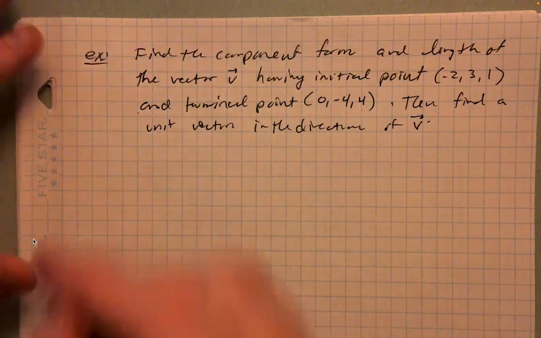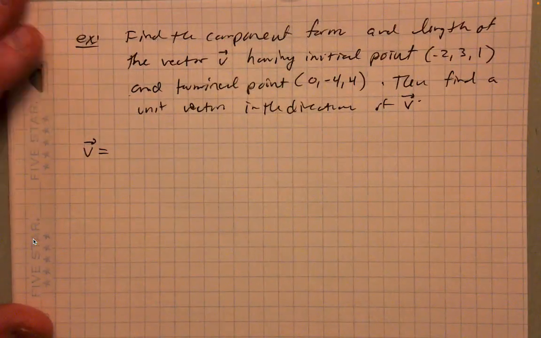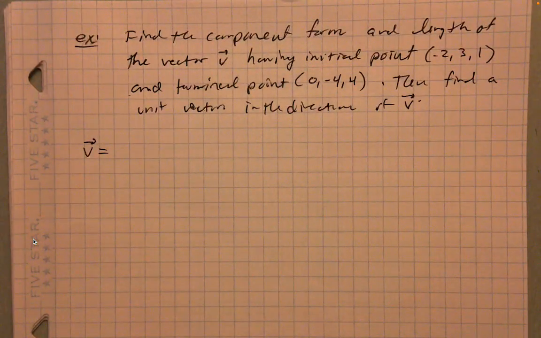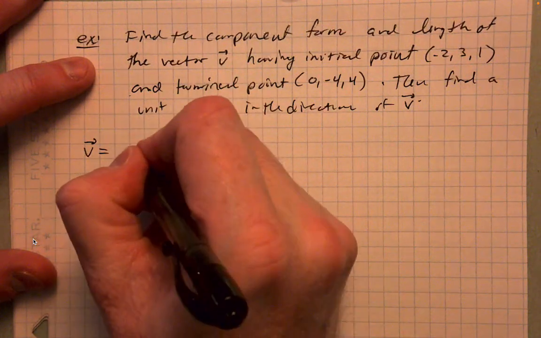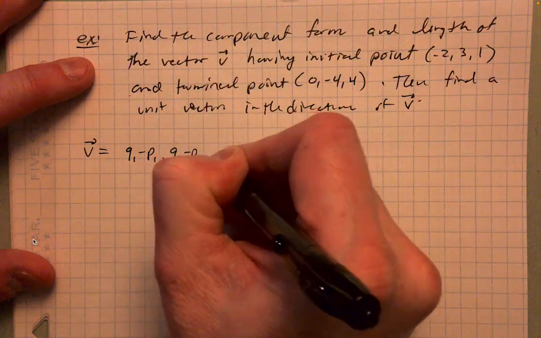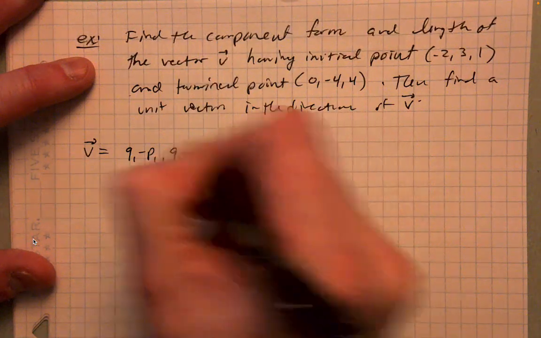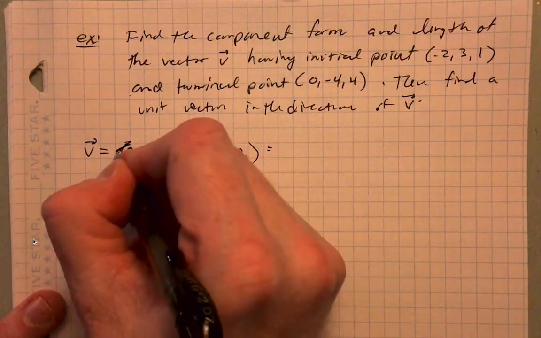Okay, so we can make quick work of this. So v is equal to v1, v2, v3, those are the components. How do we calculate them? Well, we subtract the corresponding coordinate of the initial point from the terminal point, right? So you'd think of it like this: q1 minus p1, q2 minus p2, q3 minus p3. Okay, and so in our case, that's going to be the vector.